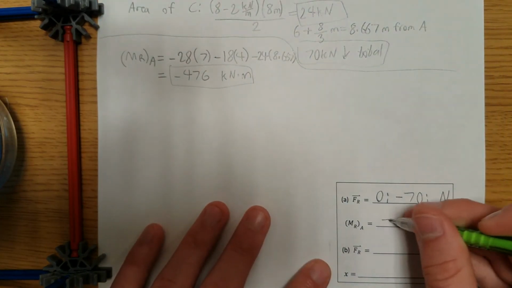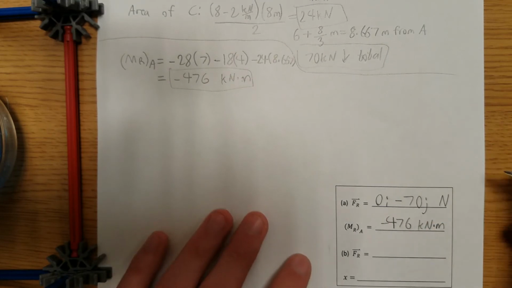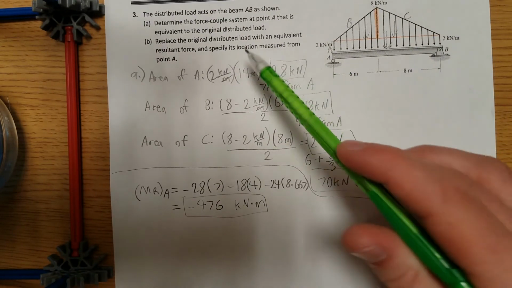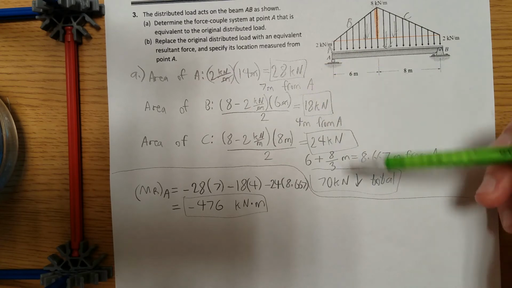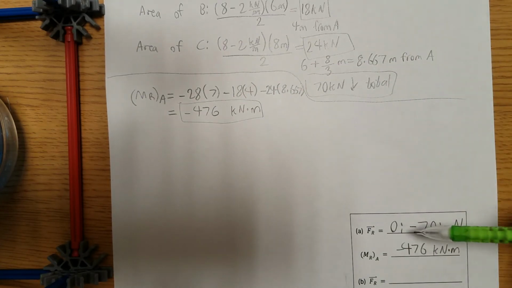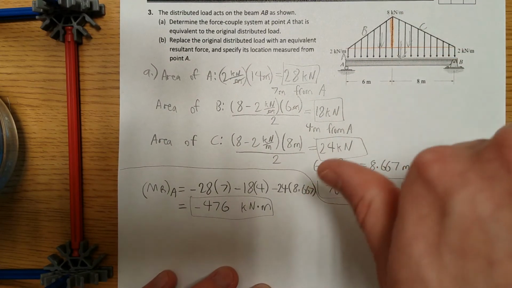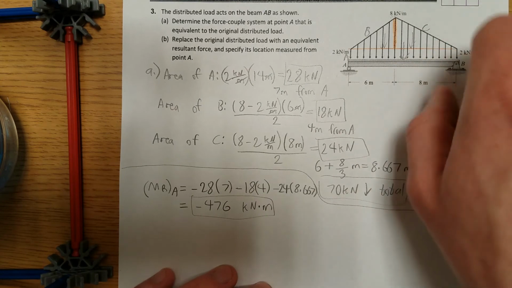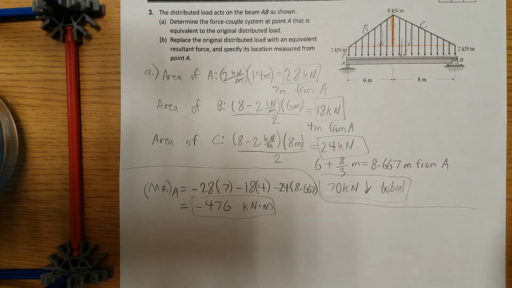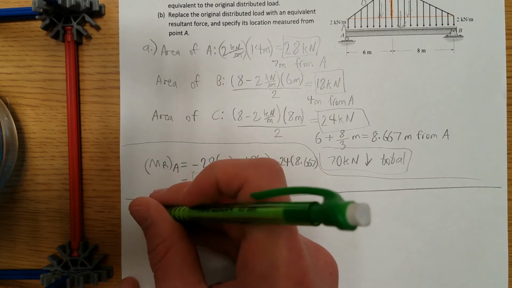So down here, negative 476 kilonewtons times meters. Now, honestly, it doesn't tell us if it wants magnitude or direction, but I'm going to go ahead and include the negative sign on this one. I'm not entirely sure if that's what they're getting at or not, but just logically using the right-hand rule, we can see that they're all about A having a negative moment, clockwise moment, therefore negative. So that's what we're going to have here. So we can go ahead and separate that off.